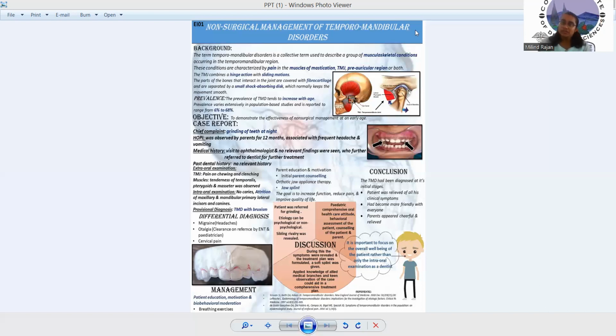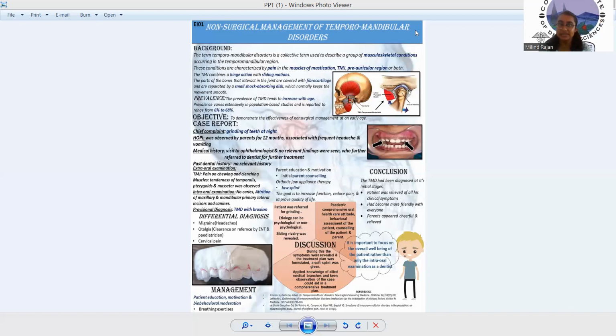The objective of this presentation is to demonstrate the effectiveness of the non-surgical management of TMD at an early age. So diving now straight into the crux of the presentation, I shall be talking to you about the case report. We had a 6.5-year-old boy who walked into our department with the chief complaint of grinding of teeth at night.